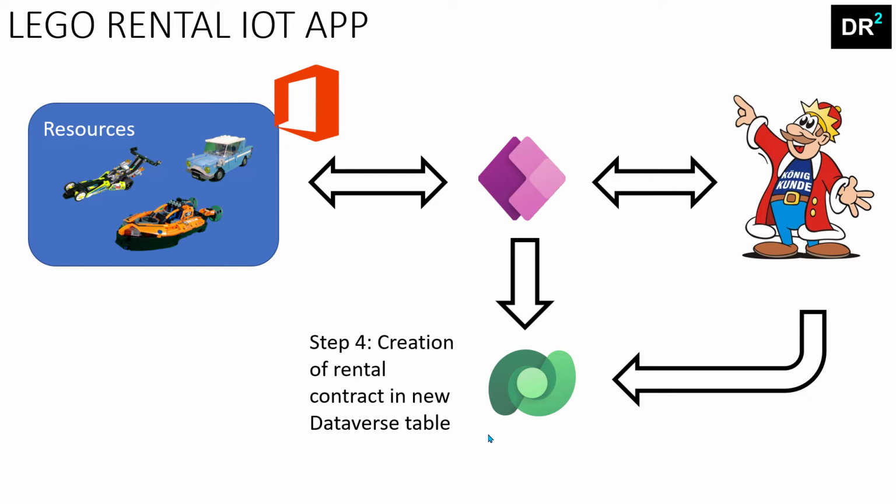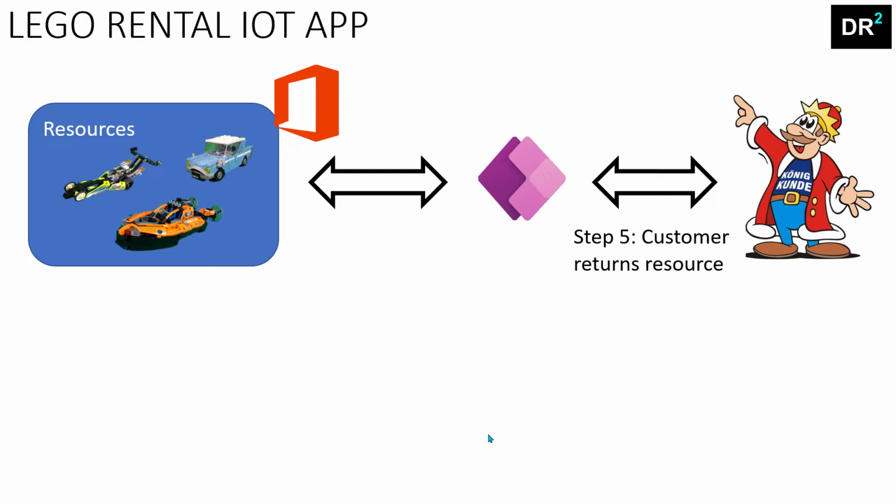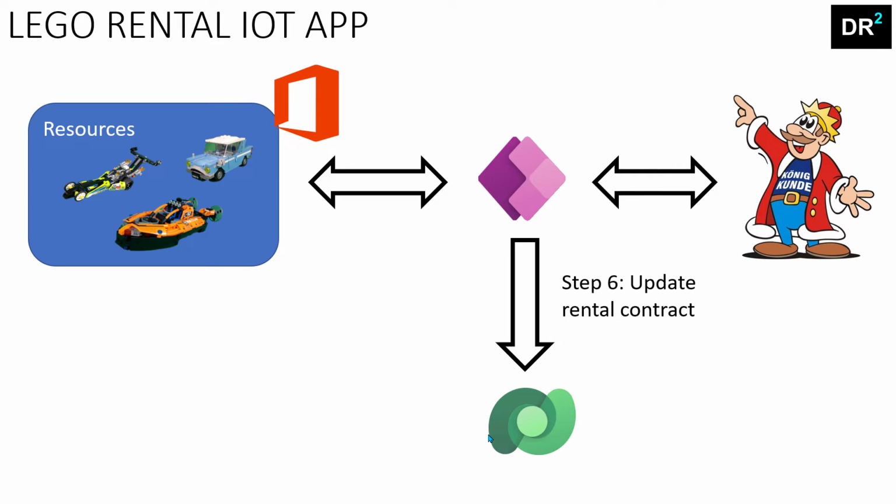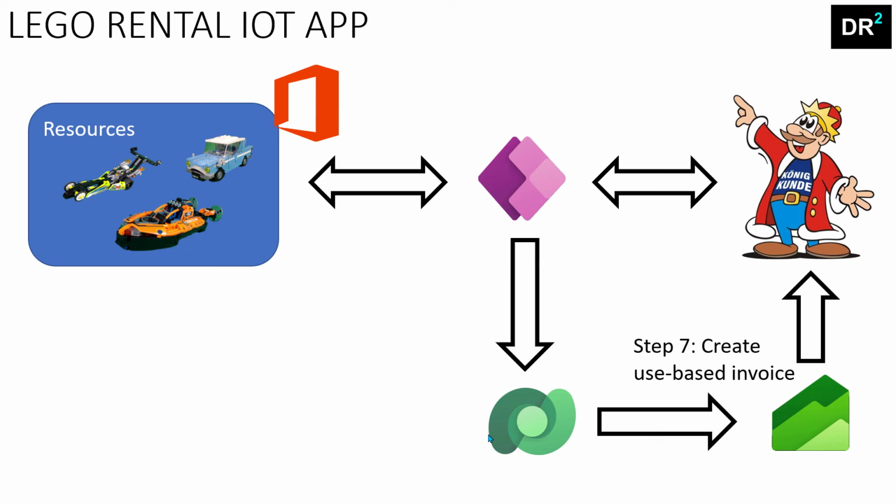The next step is, with the creation of this booking, I create a rental contract in my new Dataverse table. I set up a new table and there I just put things like customer account, the vehicle, when the rental starts, and so on. Once the rental time is finished and the customer returns his vehicle, I update the rental contract and I create an invoice for him out of Dynamics.